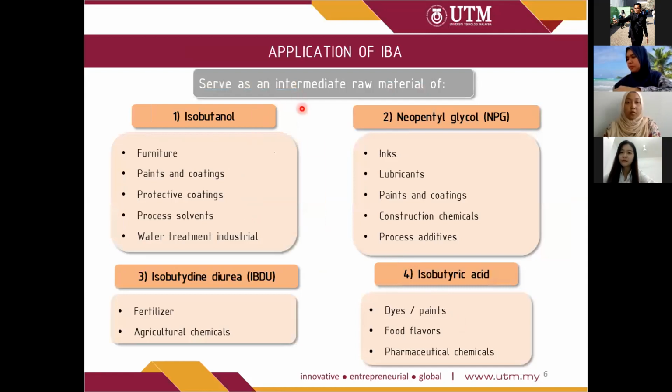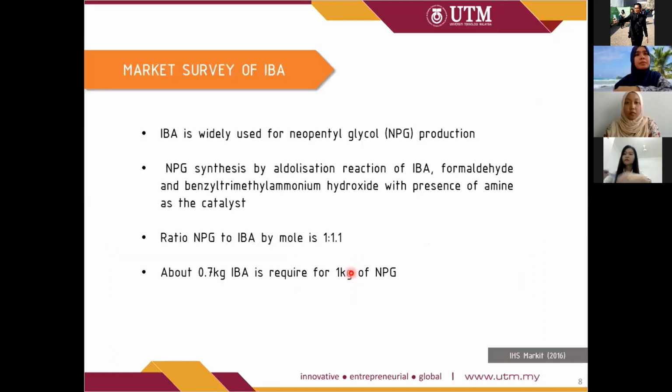So for the application of IBA, it serves as an intermediate raw material of isobutanol, isobutadiene diurea IBDU, neopentyl glycol, NPG, and isobutyric acid. Next. So for the market survey and outlook, the market survey of IBA is widely used for neopentyl glycol NPG production.